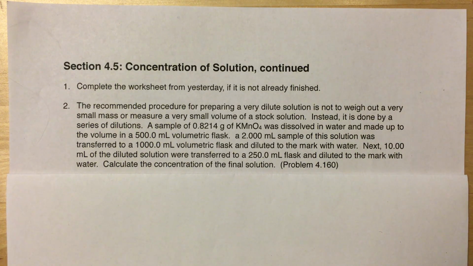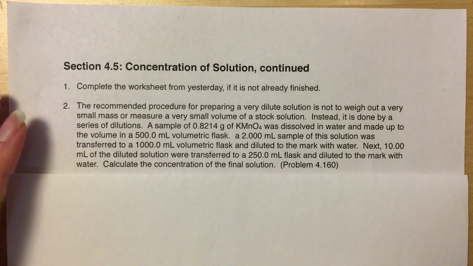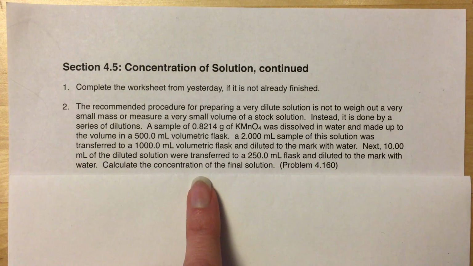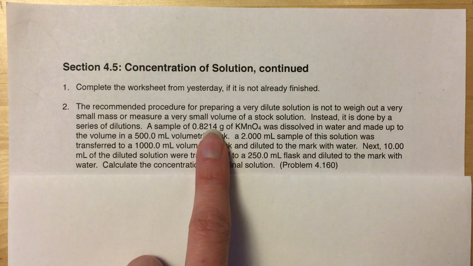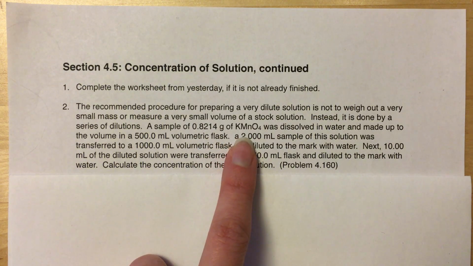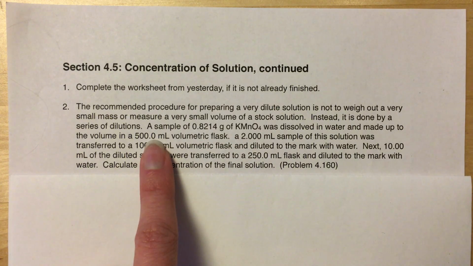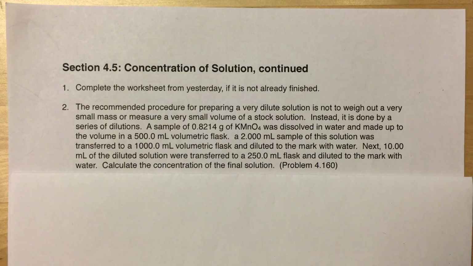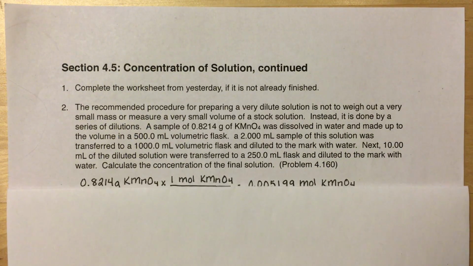This video is going to go through the solutions for the second worksheet from section 2.5. In this first problem, there's a lot of words in it, but basically it's asking you to calculate the molarity of a solution that was prepared from 0.8214 grams of potassium permanganate that were dissolved in a certain amount of water and then diluted twice. And so we're going to have to calculate the molarity and then do a couple dilution calculations on top of that.